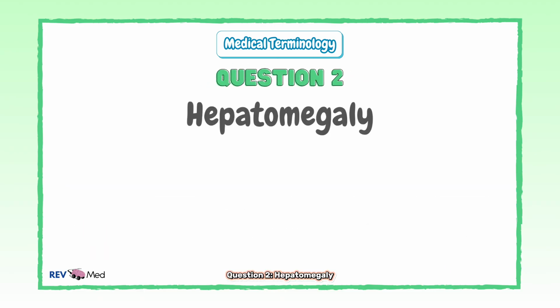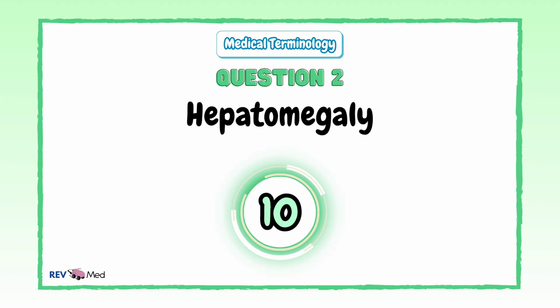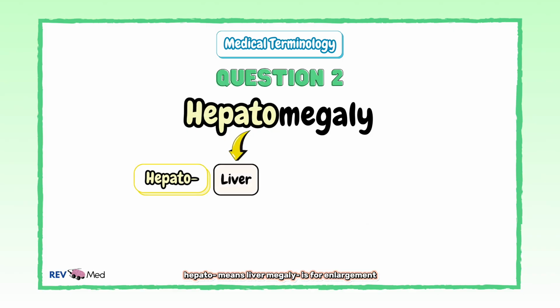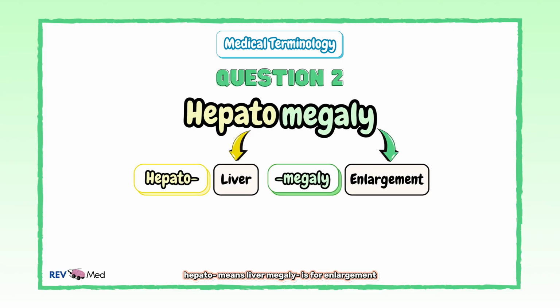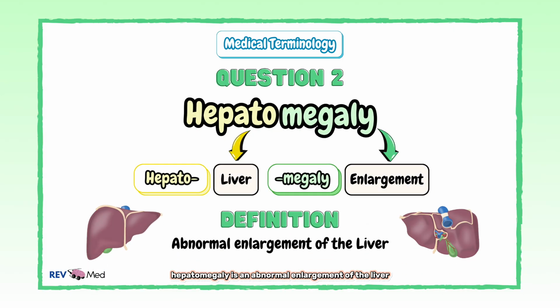Question 2. Hepatomegaly. Hepato means liver. Megaly is for enlargement. Hepatomegaly is an abnormal enlargement of the liver.